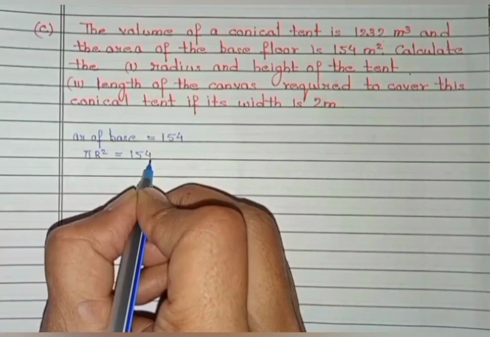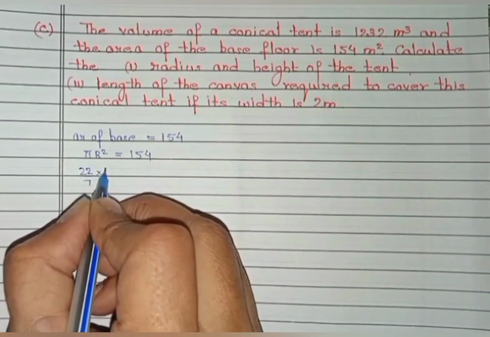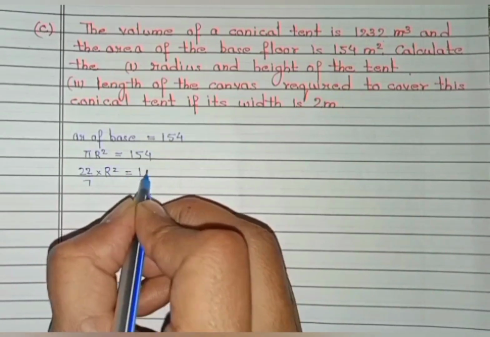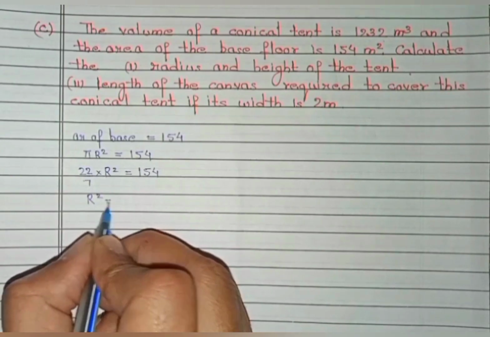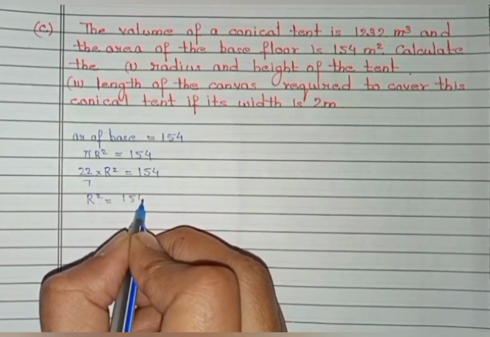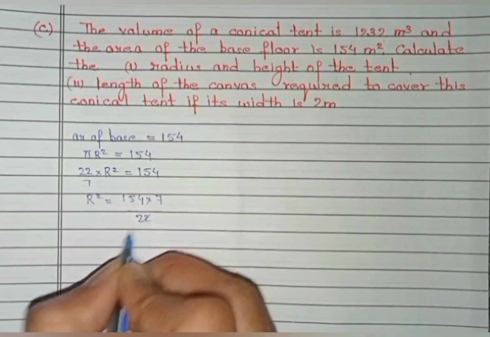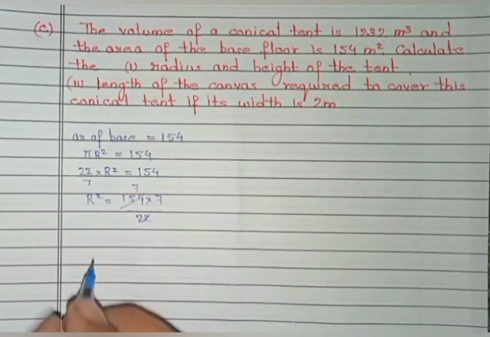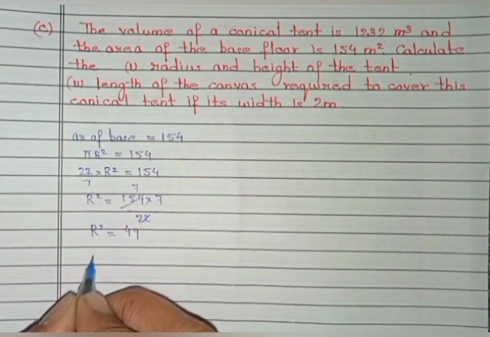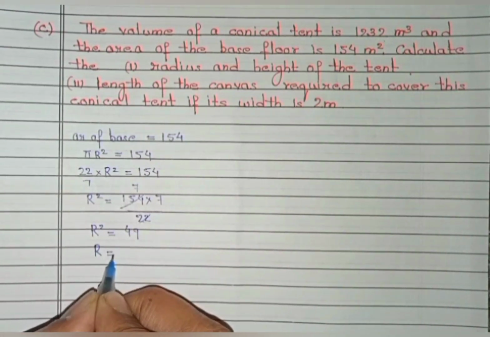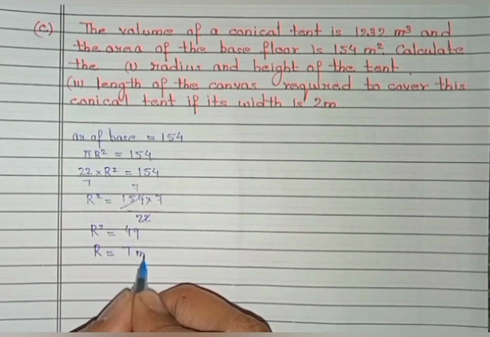Now here pi will be replaced by 22 by 7 into r square is equal to 154. So from here you can get the radius. 154 into 7 upon 22. This will go 7 times. So you are getting r square is equal to 49. So radius is equal to 7. So we have got the radius as 7.